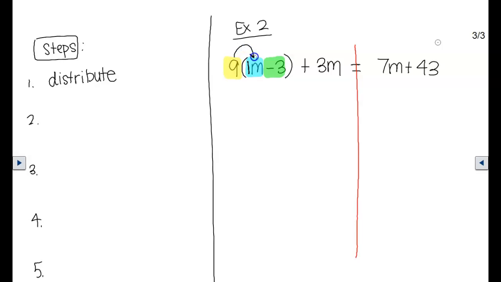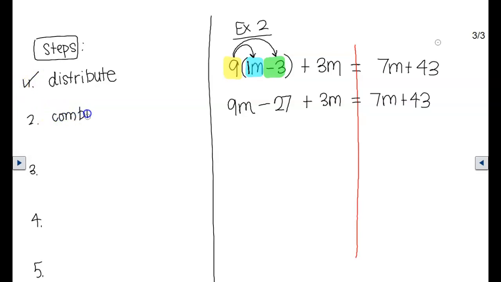So first I'll do 9 times 1m. 9 times 1 is 9. Reattach the m. Then I'll do 9 times negative 3, which is a negative 27. So I'll put minus 27. And then I'll just bring down plus 3m equals 7m plus 43. So I had the number 9 being multiplied by this group, so I multiplied each member of that group by 9 to make those parentheses go away. So I have distributed.